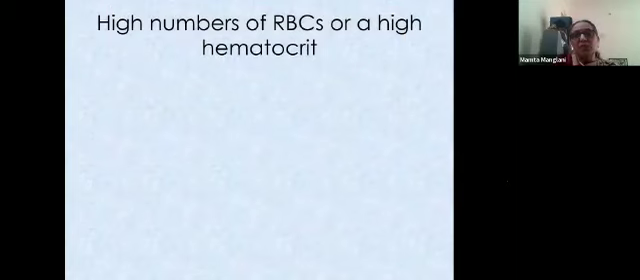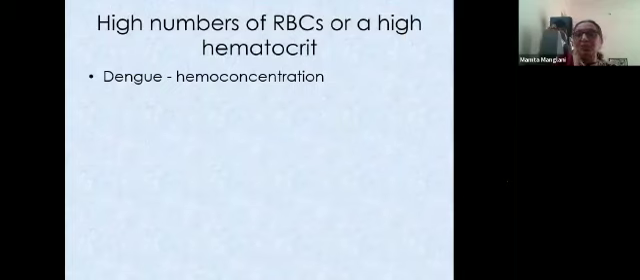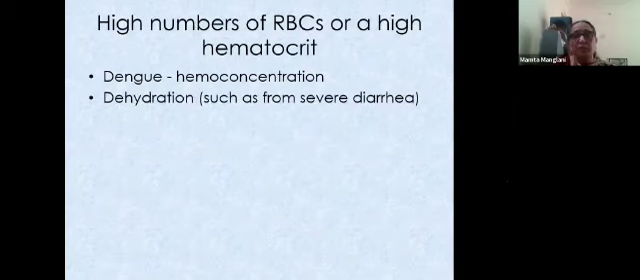Now sometimes you get high RBC count or a high hematocrit. That could be in dengue due to hemoconcentration, but this should only be interpreted in the light of a serial CBC, not the first CBC. Only when you do repeated CBCs, very often we do 6 hourly CBCs in a dengue patient who's sick. And in that, if you see hemoconcentration, you can 100% be certain that there is a third spacing. In dehydration, you can get similar problems.